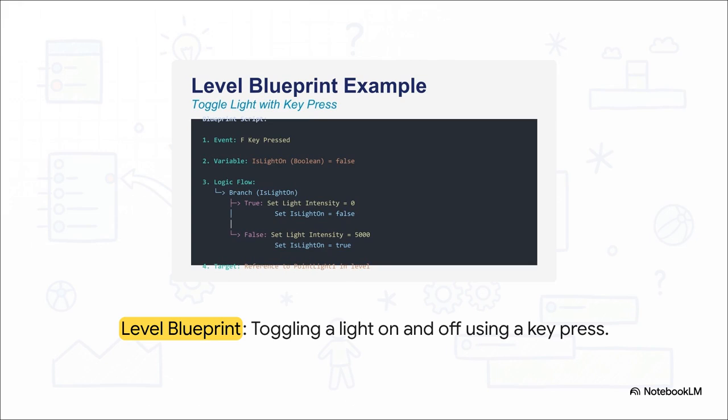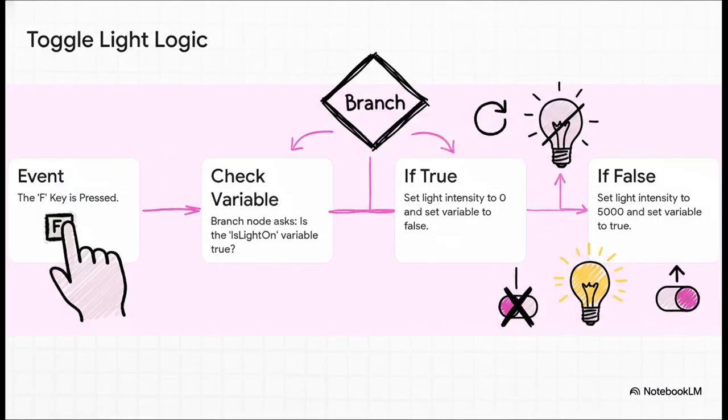And here's another perfect job for a level blueprint. Let's say we want to flip a specific light switch in our scene. Now for this to work, the script has to remember the light's current state. Is it on or is it off? And for that, we use a super simple Boolean variable. It's just a basic true or false switch. We'll call it isLightOn. So let's trace the logic.